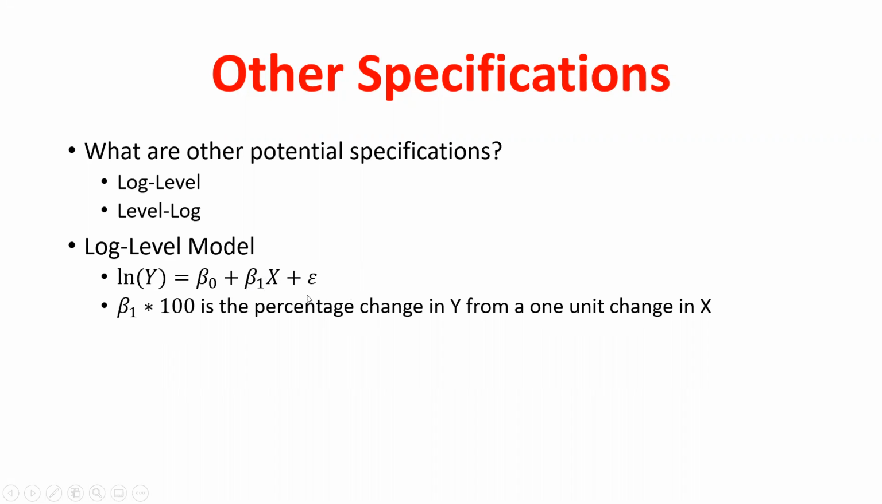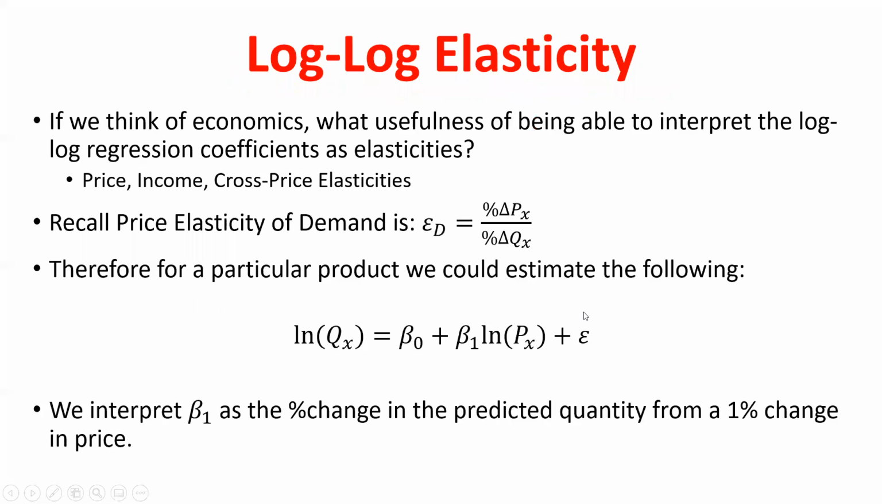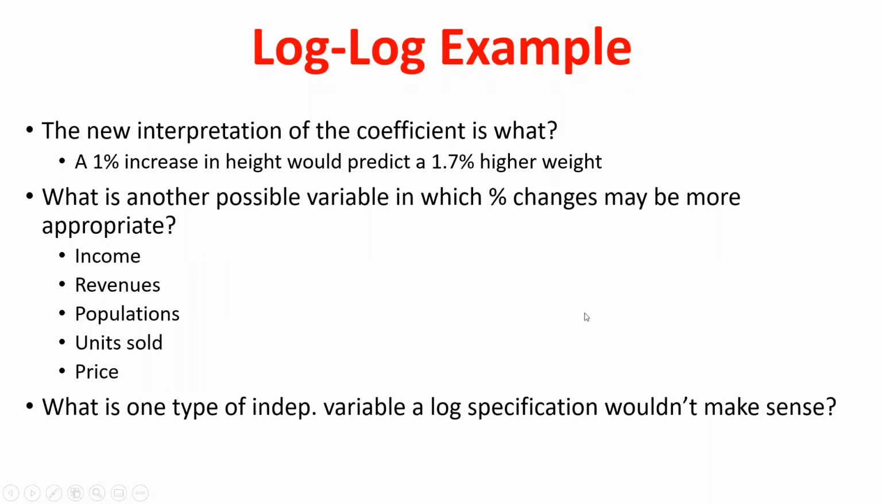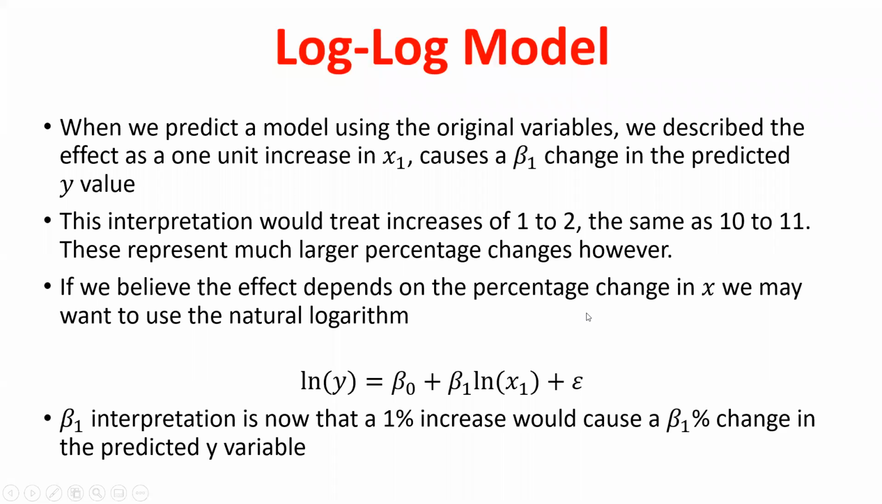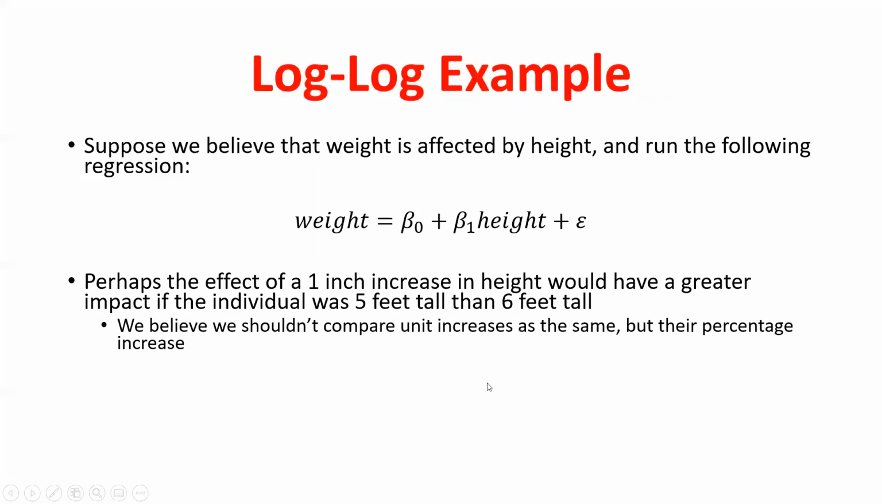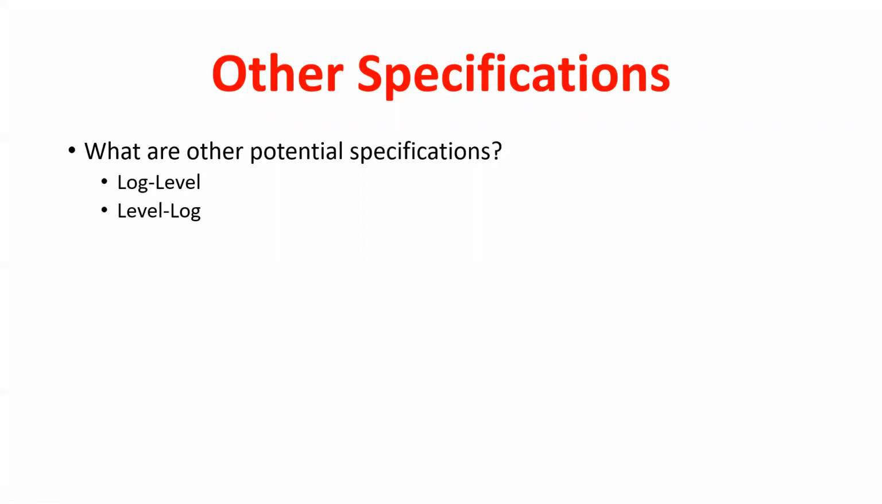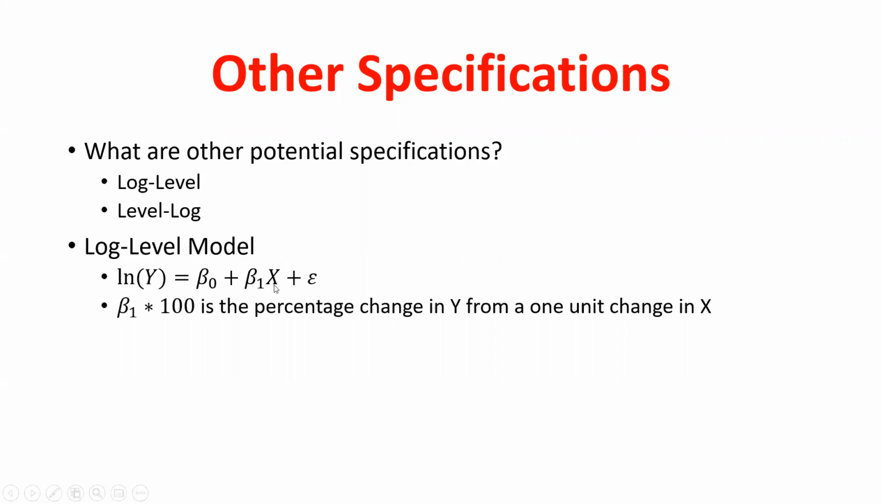So if I have this log-level model, basically you think about changes in x, whatever x is. If you didn't take the natural log of x, you're thinking about 1 unit changes in x. If you did take the natural log of x, like up here, now we interpret it as a 1% increase in x. So x gives you an idea about what you're thinking about the changes in, okay? So here, a 1 unit change in x causes y to go up by beta 1 times 100.